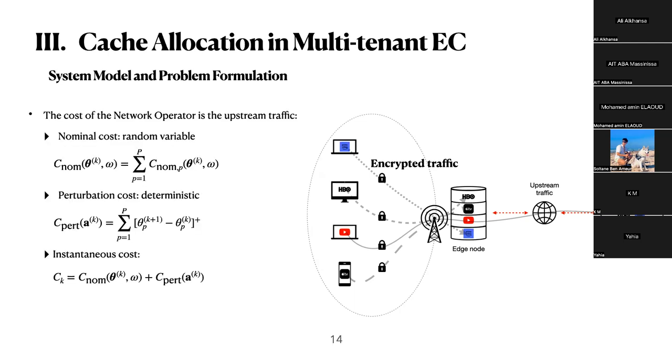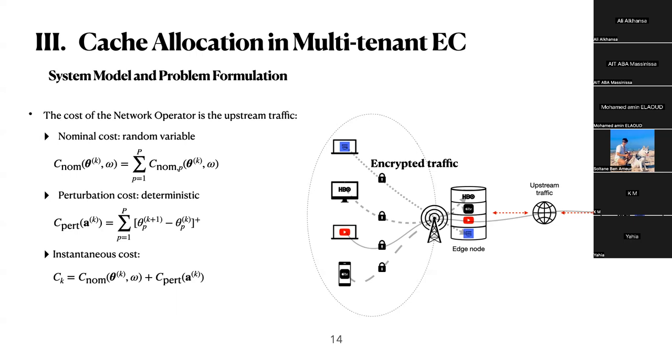So the cost of the network operator is the upstream traffic, which means all the traffic that comes from the internet. This upstream traffic actually has two sources. The first one is if a user requests a content that is not cached here, so it has to be downloaded from the remote cloud. This cost will be denoted C_nom, nominal cost.